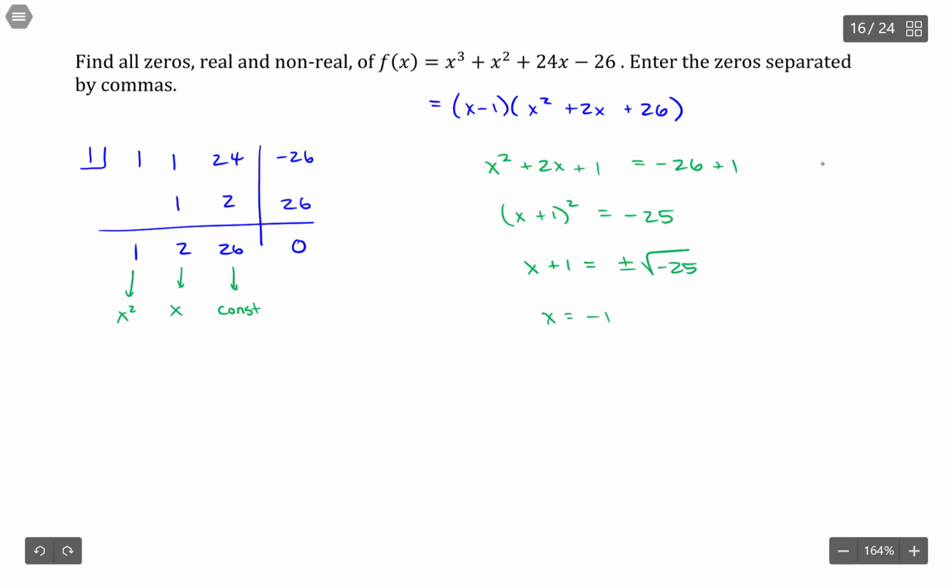Or x equals negative 1 plus or minus. 25 is a perfect square. It becomes 5. And the square root of a negative is i, so this will be 5i. So the zeros, there are 3 of them because the original polynomial is cubic, are 1 and negative 1 plus or minus 5i.